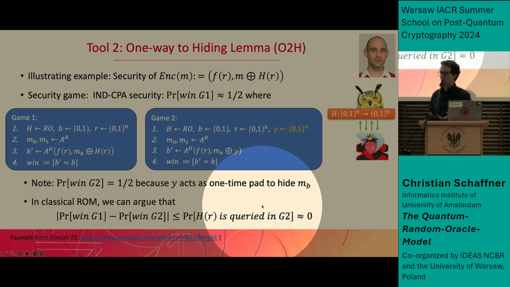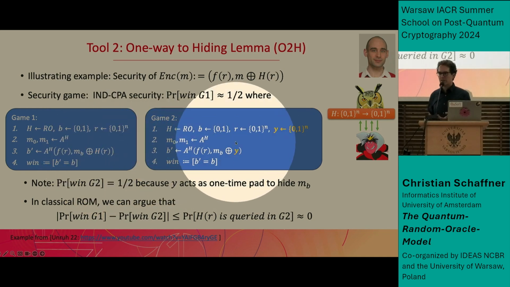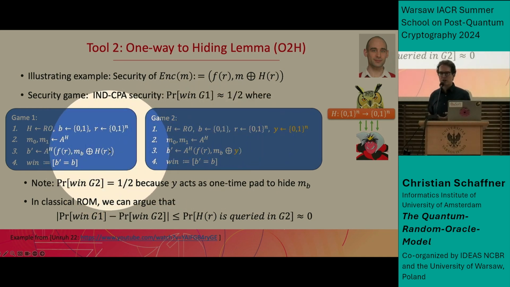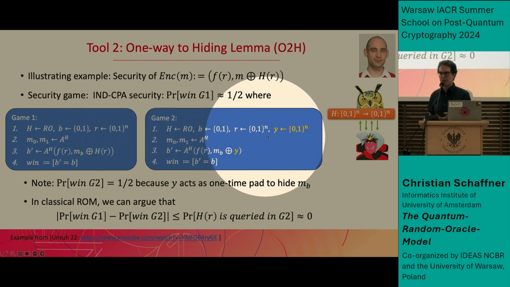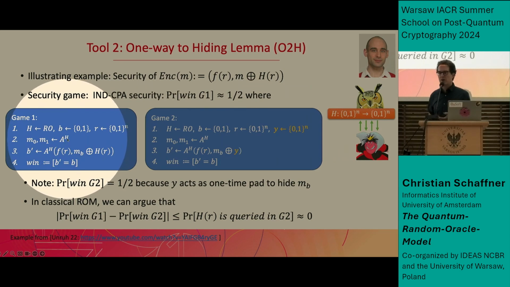Because somehow the only way to see a difference between these two games is if you query h of r. Also, if you never touch h of r, then there's no way for you to see a difference from a randomly sampled y on it. So only if the adversary has previously queried h of r, then you possibly have a way to distinguish this from a random value.